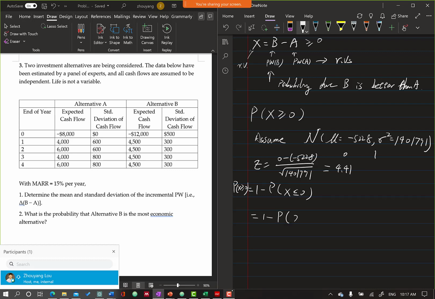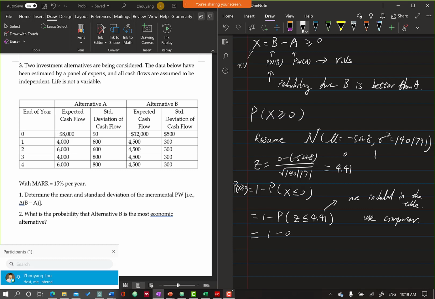And that is P(z ≤ 4.41). But unfortunately, this one is not included in the table. So you can use a computer to calculate that. You can search online, use any normal distribution calculator, and you can get this one.